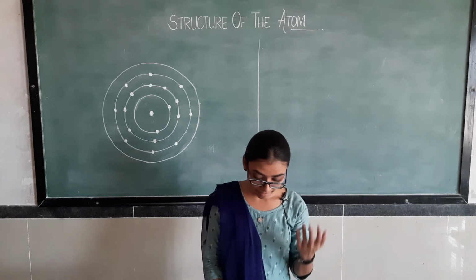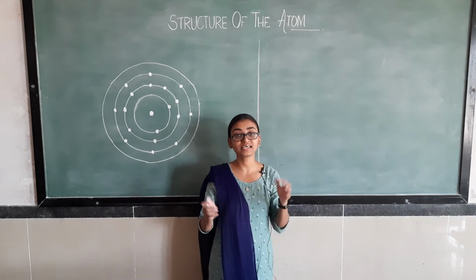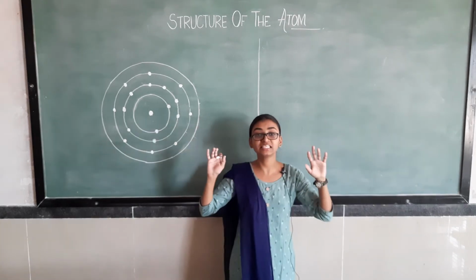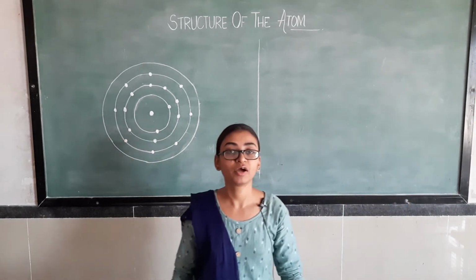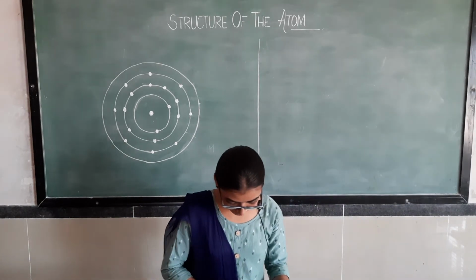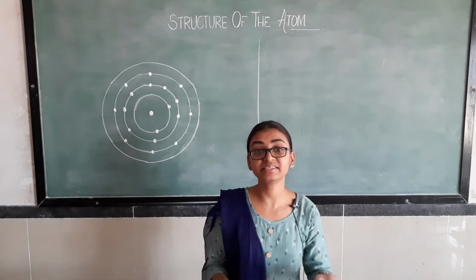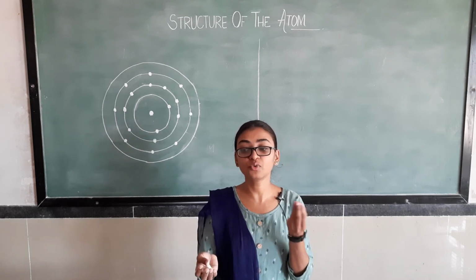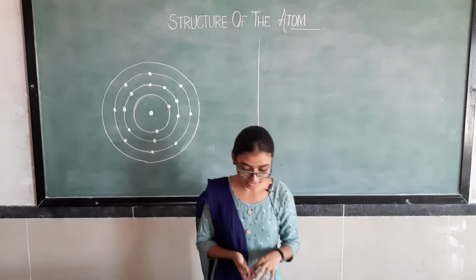In other words, the combining capacity or valency is 0. As their outermost shell is full, they will not easily combine with any other element for sharing or transferring electrons. So valency is the combining capacity of any element. The capacity through which it can combine with any other element is known as valency.